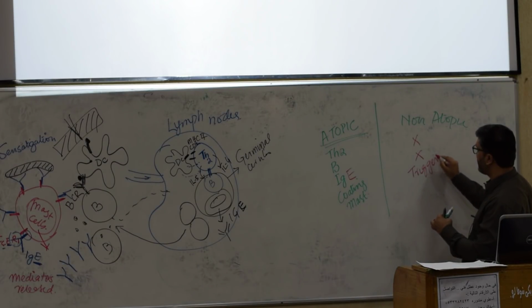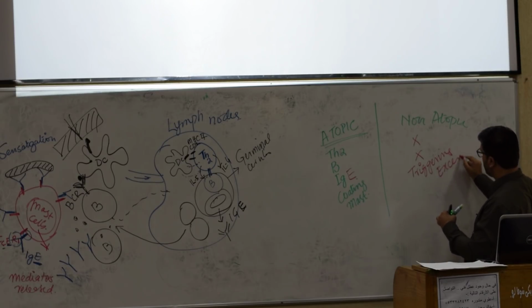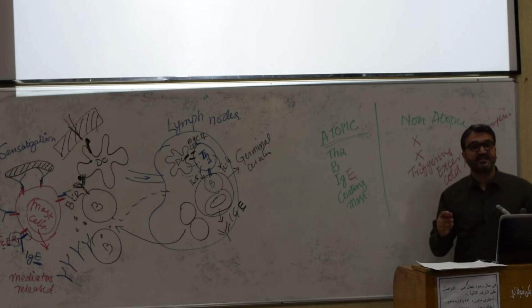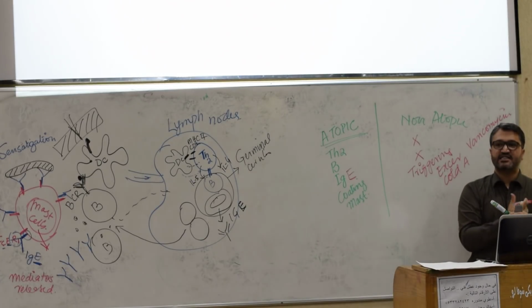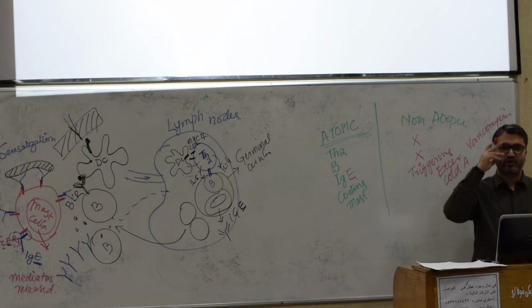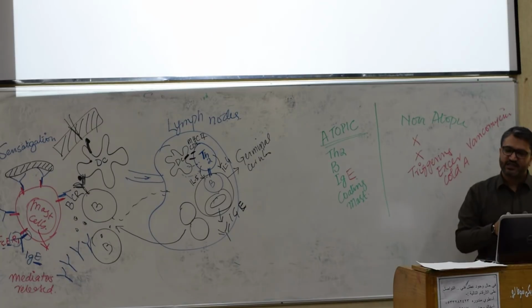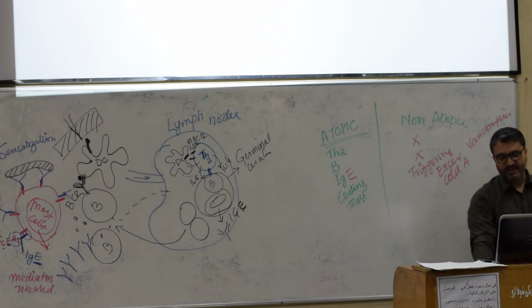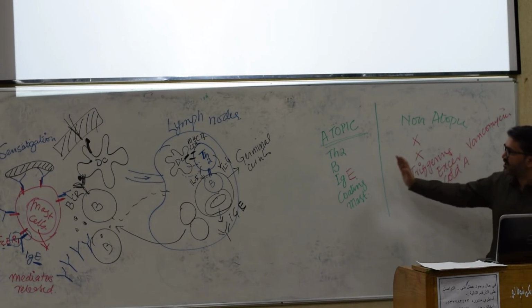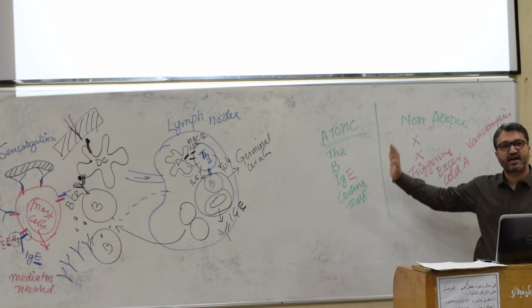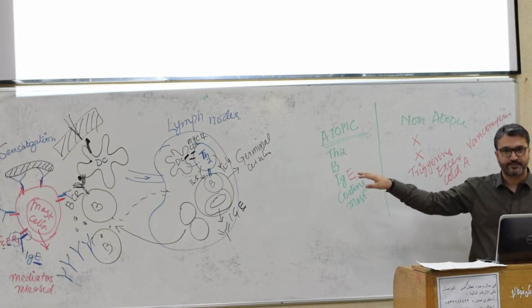What are these triggering factors? Exercise, yes. Cold air, vancomycin, and dyes. Sometimes you know that dyes are given by the radiologist to carry out some x-rays. So these are some of the examples that will result in direct degranulation, but the majority of atopic allergies follow this full phenomenon.